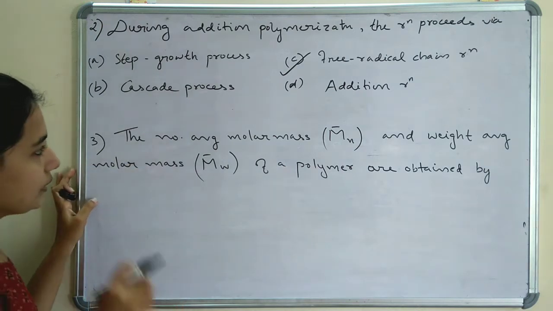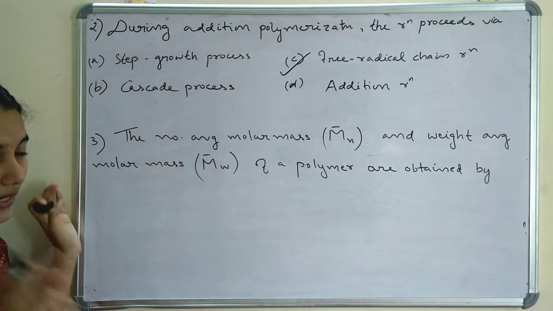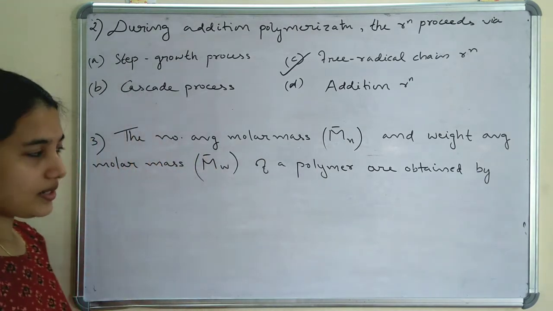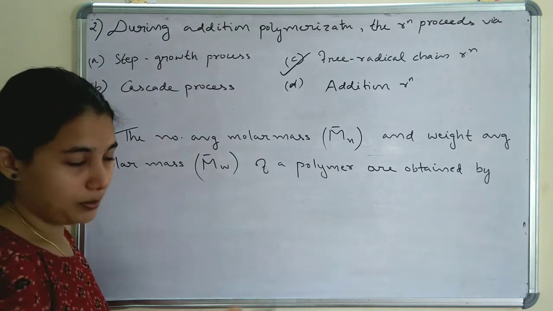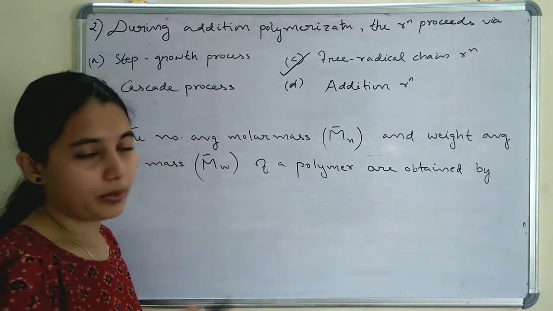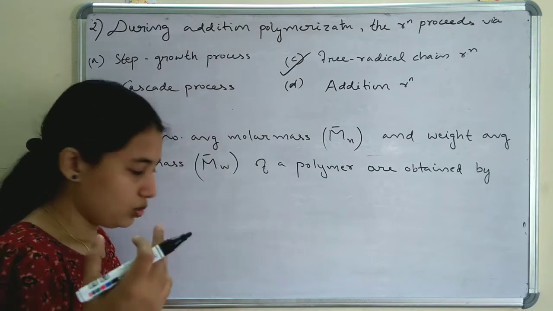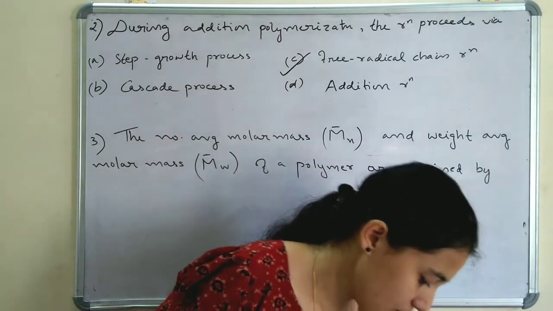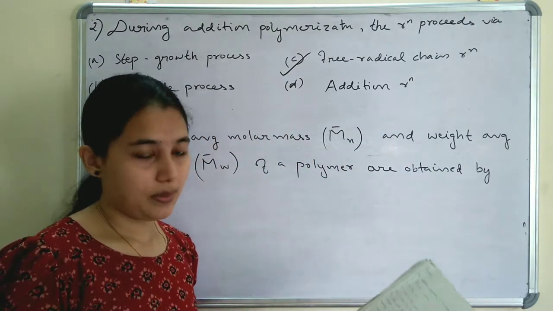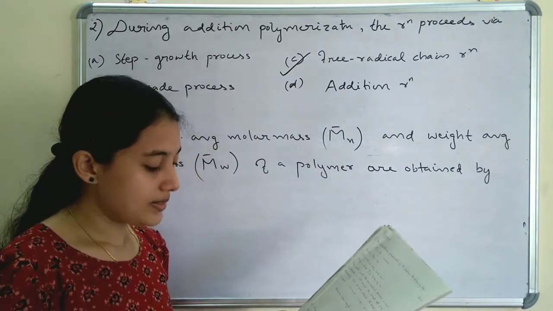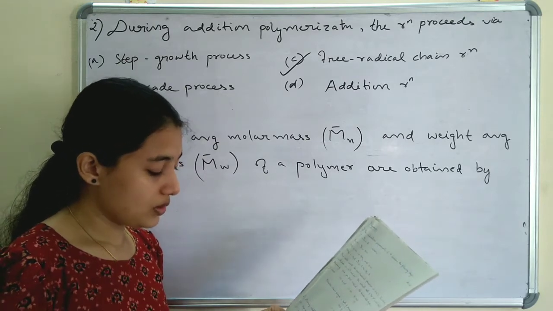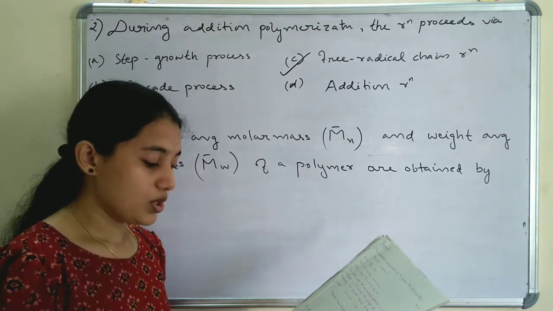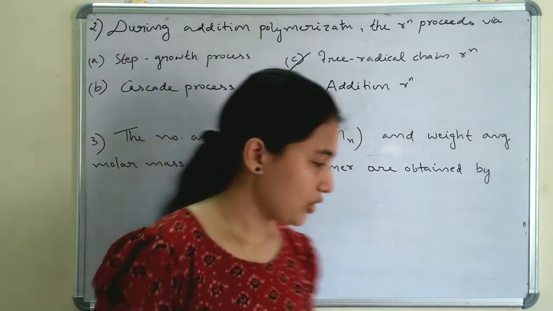So coming to third, the number average molar mass M bar n and weight average molar mass M bar w of a polymer are obtained by which method? So there were options: osmometry and light scattering measurements, osmometry and viscosity measurements, light scattering and sedimentation measurement, and viscosity and light scattering measurement. So the right answer is osmometry and light scattering measurement.